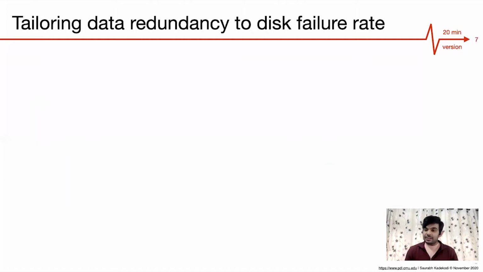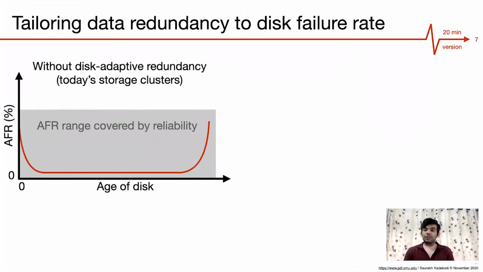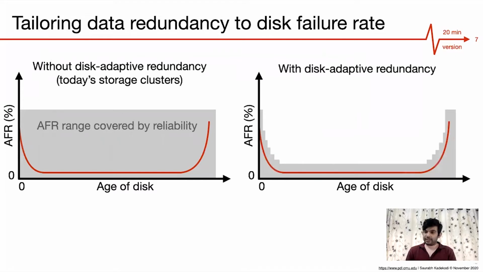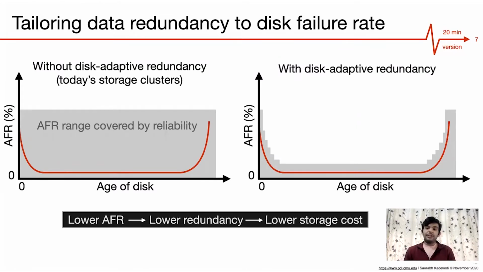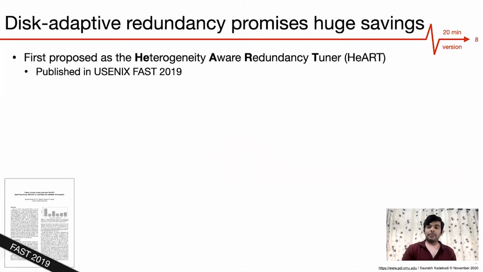The concept of disk adaptive redundancy is the following. In a cluster that does not support disk adaptive redundancy, no matter how the failure rate changes, the redundancy scheme once chosen for a disk remains constant throughout its life. And so the AFR range covered by the reliability remains the same, despite the underlying AFR curve going through different changes. In disk adaptive redundancy, the redundancy is dynamically tailored according to the changing failure rate. The key advantage of this mechanism is that by lowering redundancy during the low AFR regimes of a disk's life, it results in lower storage cost. The heterogeneity-aware redundancy tuner, or HeART, was the first system to propose disk adaptive redundancy. This work was published in FAST 2019.